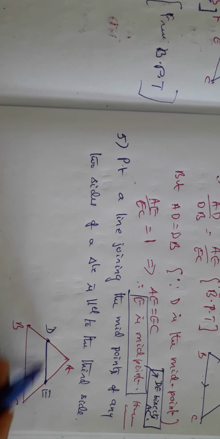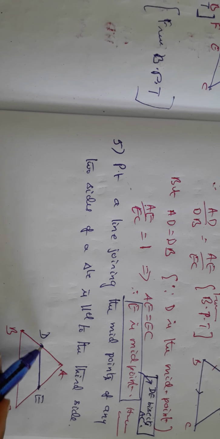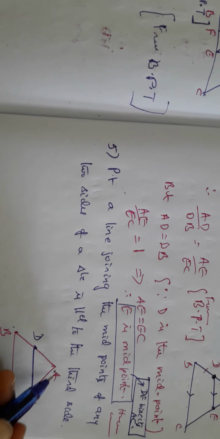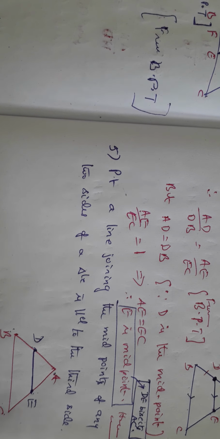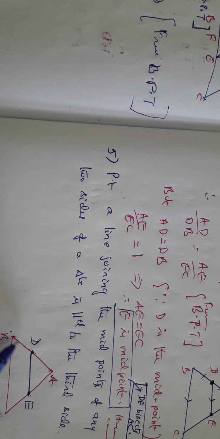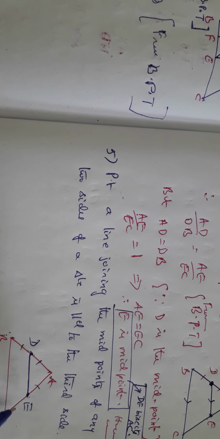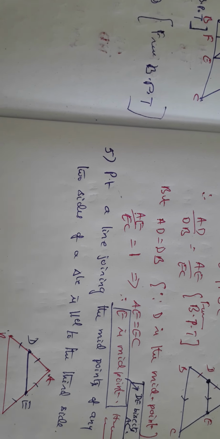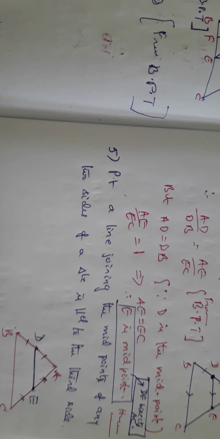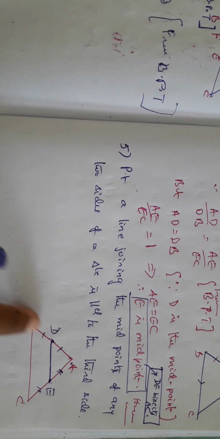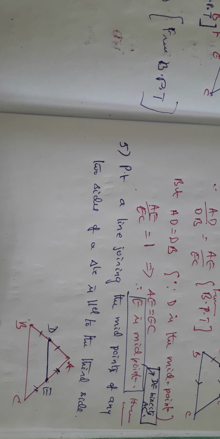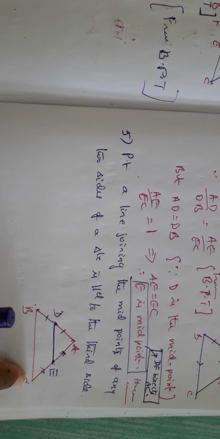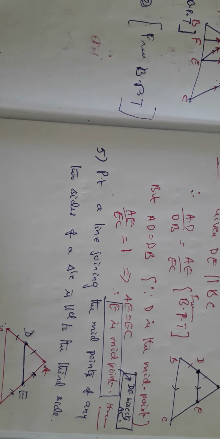Right, so since these two are midpoints, AD by DB is equal to AE by EC is equal to 1, is it not? Because AD by DB, what is that equal to? 1. Hence, because AD is equal to DB. So since these two are equal, this is given already. Let me write like this. Since D is the midpoint of AB, AD is equal to DB. And E is the midpoint of AC, therefore AE is equal to EC. Right? So now we have to solve this one.